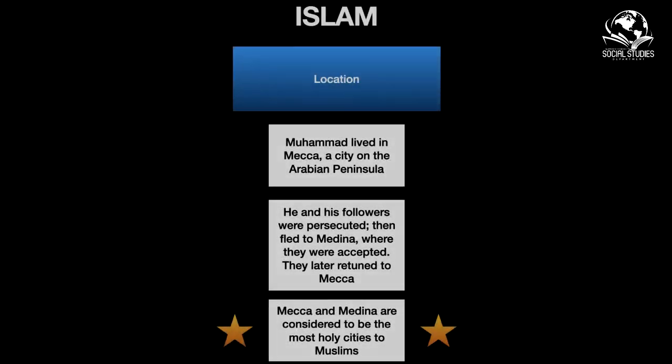So Islam begins in the Arabian Peninsula, and in particular the city of Mecca, which I mentioned a moment ago. Muhammad and his followers were persecuted. Then they fled to a nearby city called Medina. They were accepted there. Now, after they get more followers, they return to Mecca and conquer the city. So Mecca and Medina are considered to be the holiest cities to Muslims.